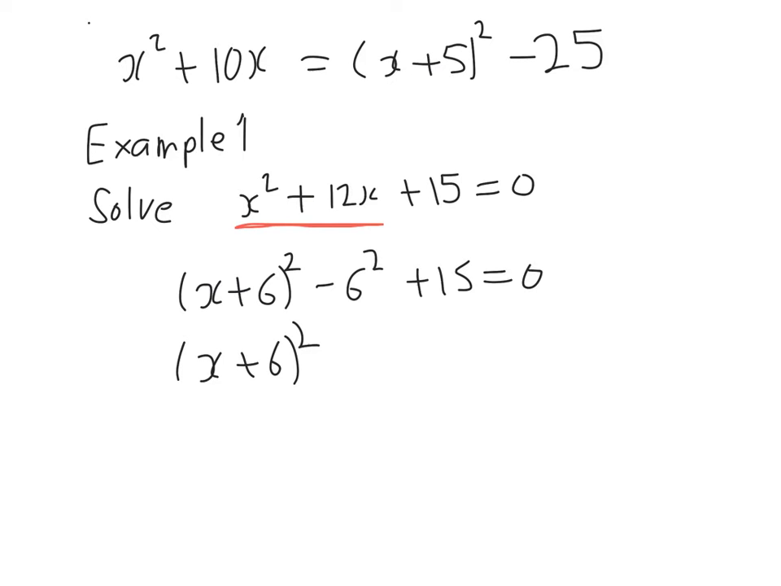Now, what I should say with this one here is we're taking away the 6 squared. We're not getting minus 6. What we're definitely not doing is squaring the negative 6. We're taking away whatever 6 squared is. So this will be a negative number. So it'll be minus 36 plus your 15. And that gives minus 21.